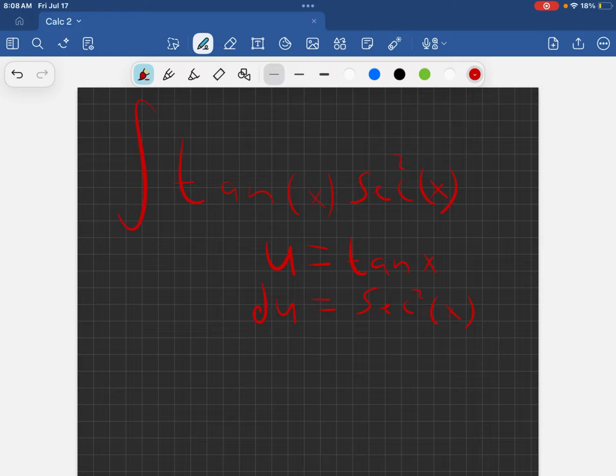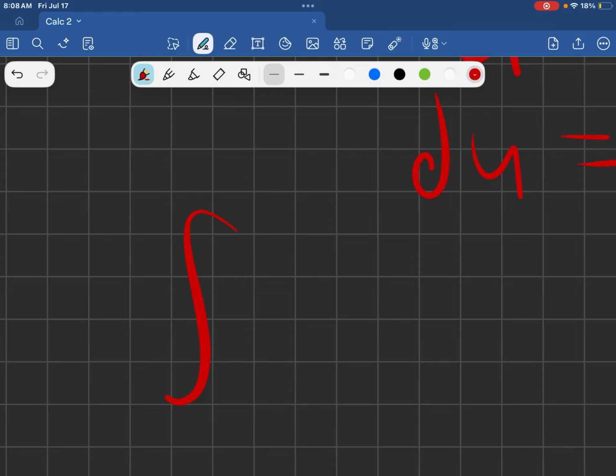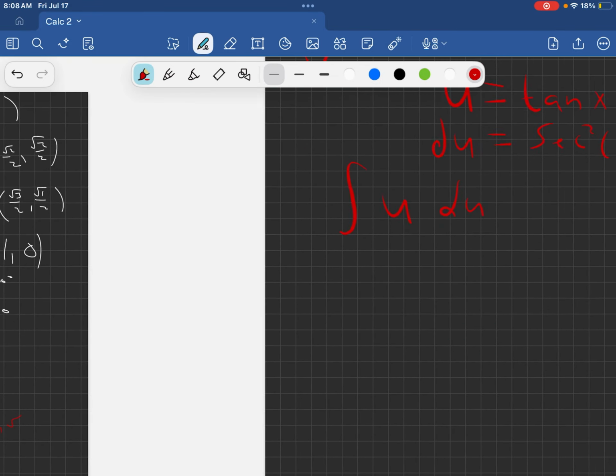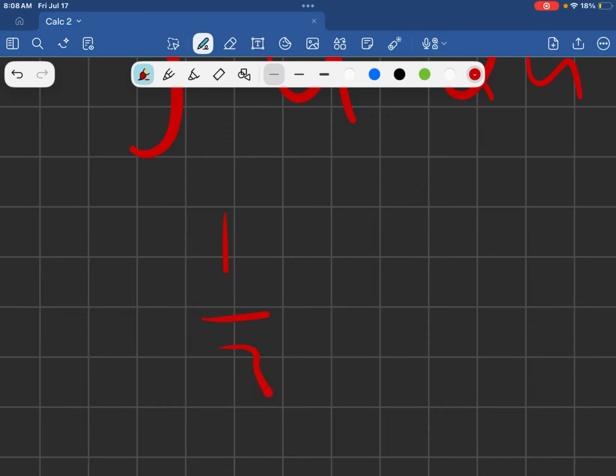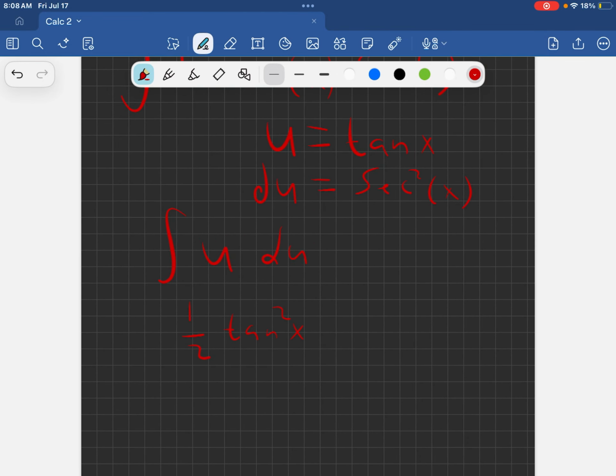And this is really where the magic happens. It's just u du, and you get 1/2 tangent of x squared. That is your answer.